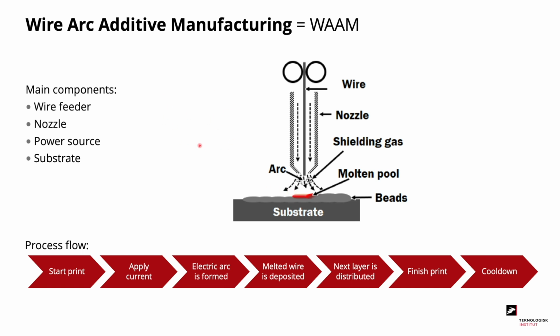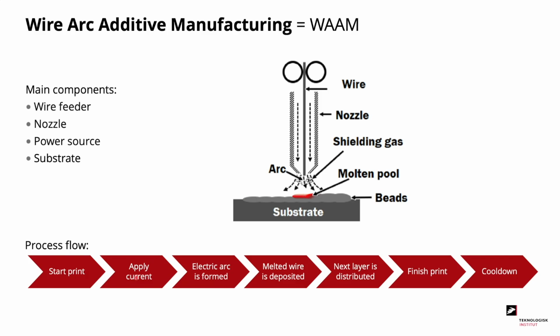Having the nozzle and the substrate connected to the power source allows for an arc to be created between the nozzle and the substrate. This arc is then melting the wire as we are extruding it through the nozzle on top of our substrate.